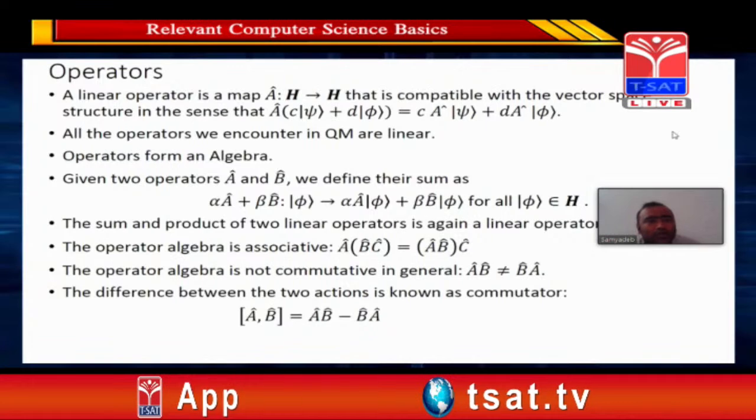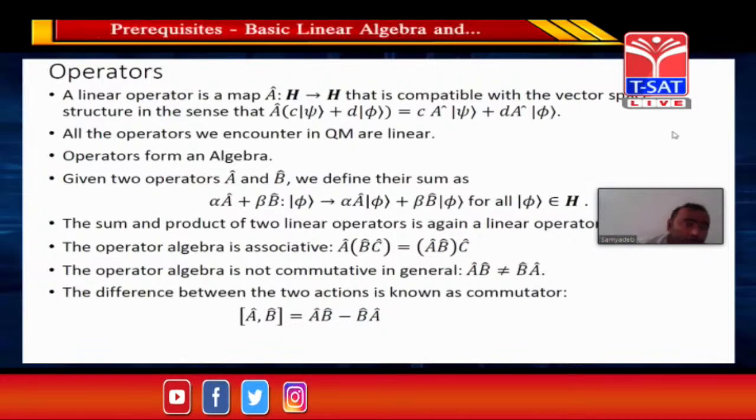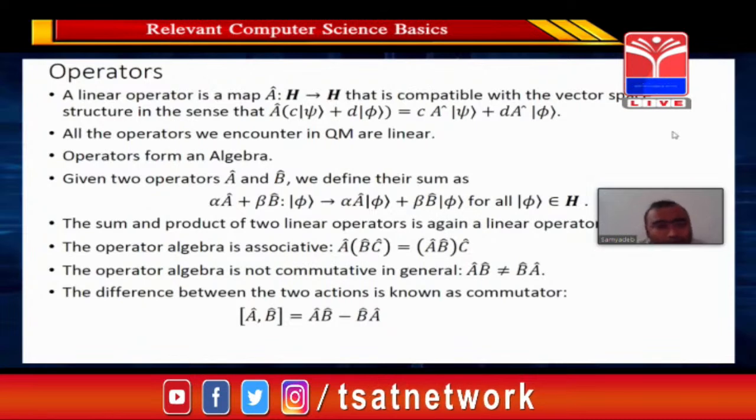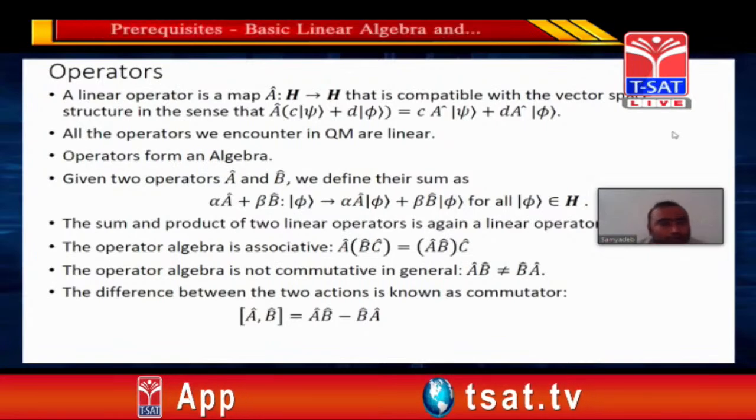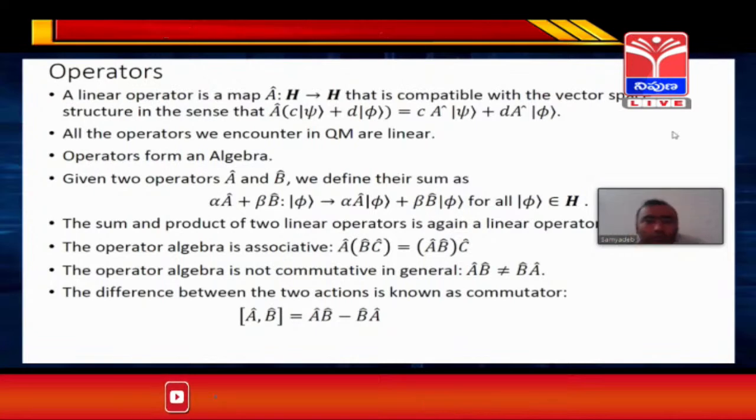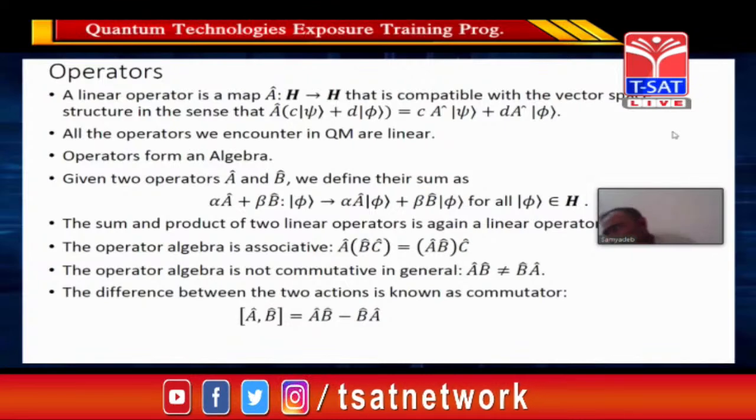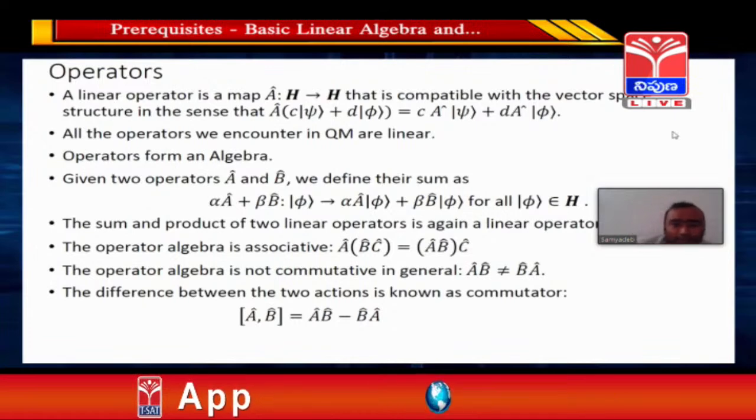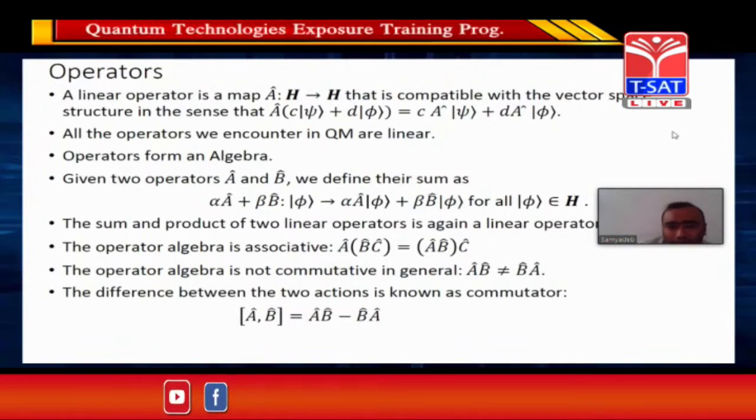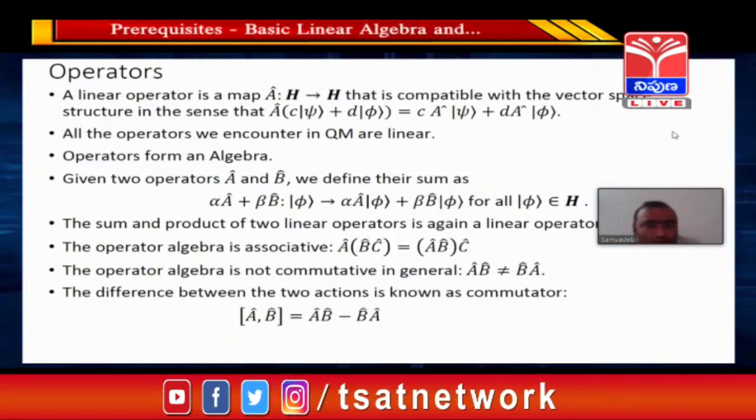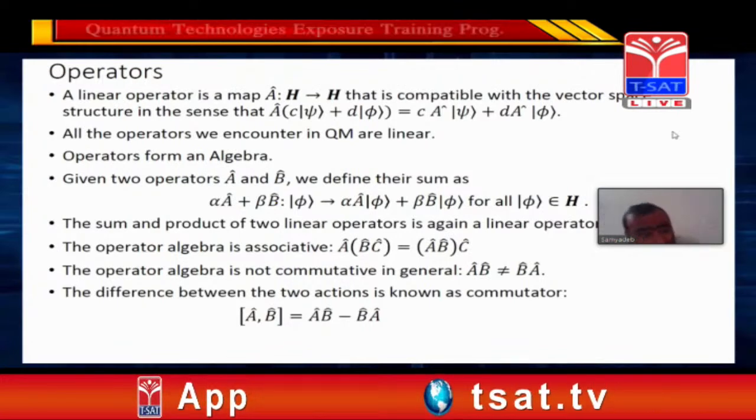Operators now. What are the operators? As we have been discussing before, operators are also extremely important. So in this initial primary introduction, we should also discuss operators. The linear operator is a map which takes a vector of a Hilbert space to another vector. So here this A cap is the operator. Linear means A cap acting on C xi plus D phi is equal to C A cap on xi plus D A cap on phi. That is the linearity property. All the operators we encounter in quantum mechanics are linear.